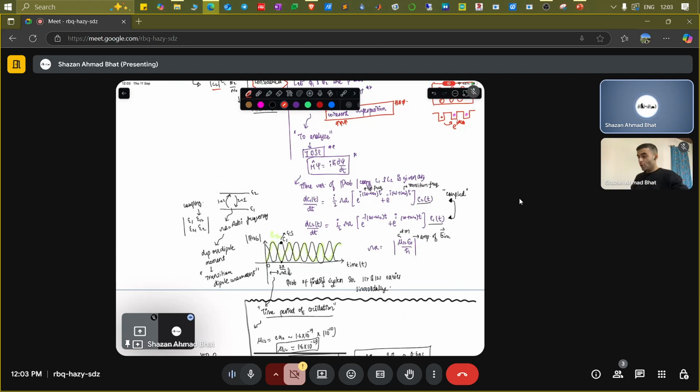And in order to analyze this, now you have to solve the time-dependent Schrodinger equation. That is basically this particular thing, the time-dependent Schrodinger equation. And you pretty much know it. If you solve it, you get a psi of t dependence approximately as e to the power minus i H t, where this H is basically the Hamiltonian of the system.